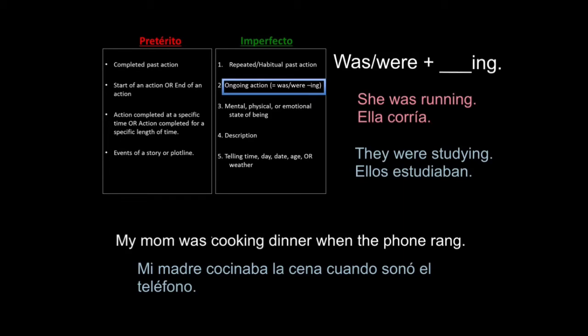In this sentence, we have two clauses connected together by the conjunction cuando, which means when. Notice that in the first clause, your verb appears in the imperfect tense. That is because cocinaba is my ongoing action. Notice that the verb in the second clause, sonó, appears in the preterite tense. That is because sonó is viewed as the interrupting action.